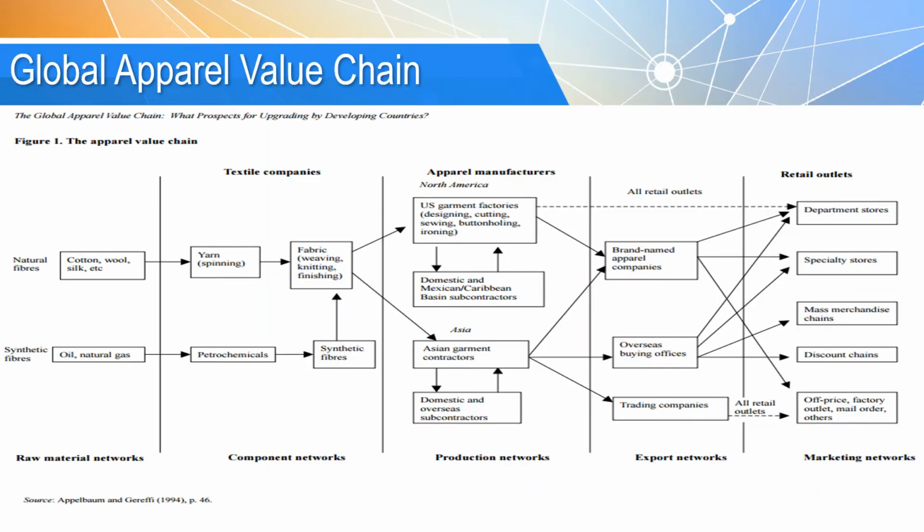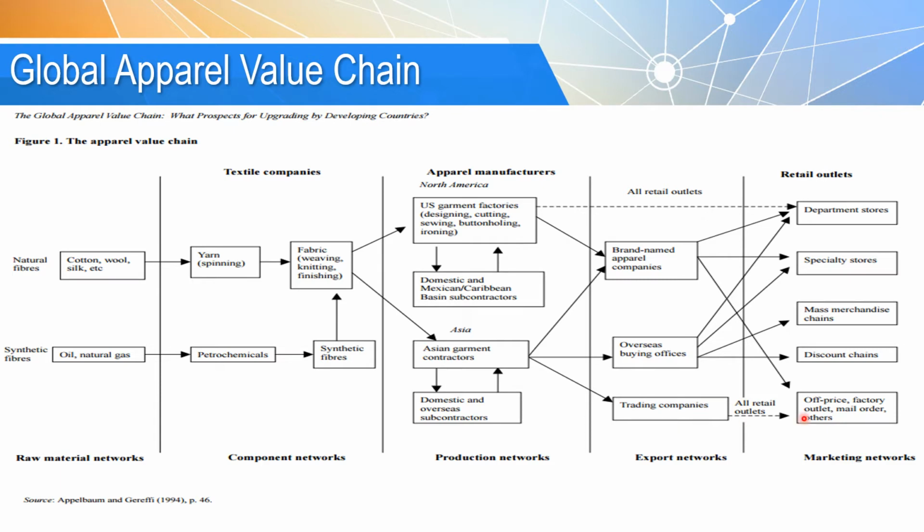So here is another example. This is the value chain for the apparel. If you look here, there are two types of fibers. It's either natural fiber or synthetic fiber. Okay, natural fiber is made from cotton, wool, silk, and etc.